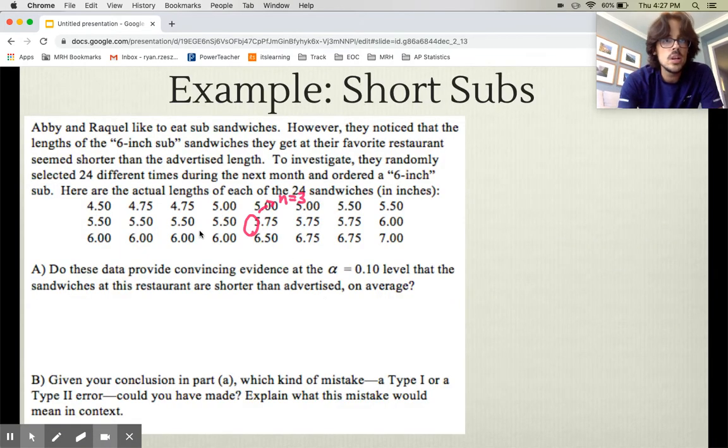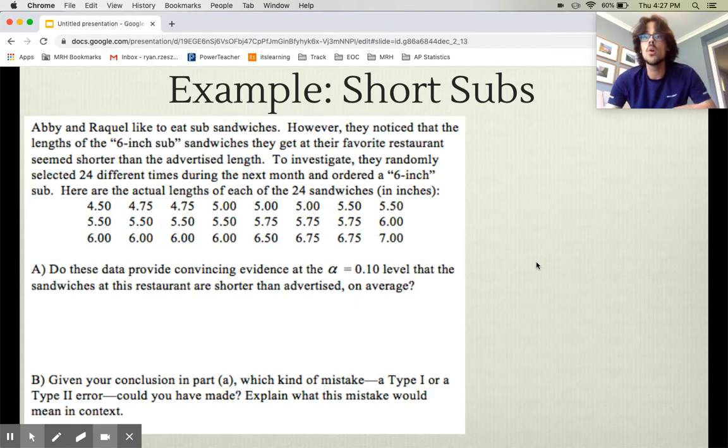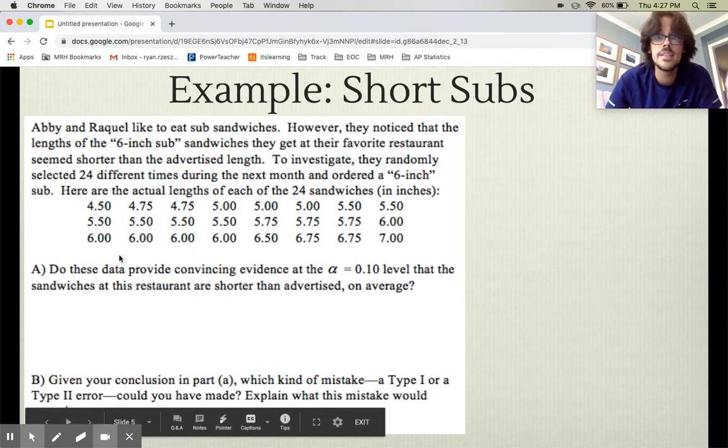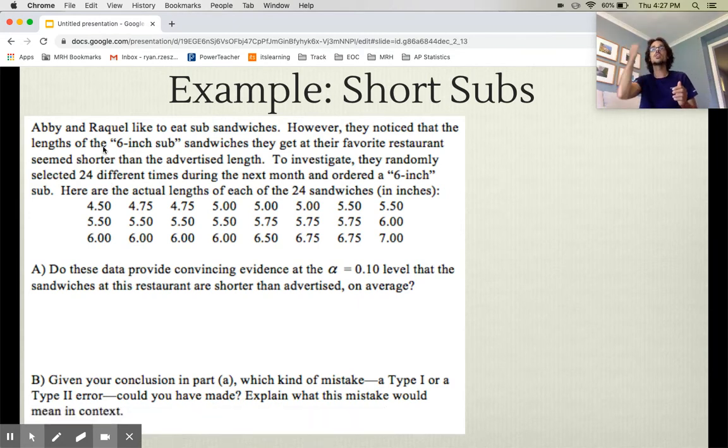All right, so let's look at our example problem right here and talk about how you run a 4-step on a mean problem. These two girls really like to eat sub sandwiches, and they're advertised as 6-inch subs. They want to see if they're being cheated at the restaurants, maybe not deliberately, but that they're cutting the bread too small so you don't get as much as you paid for. Over the course of a few months, they randomly selected 24 different subs and measured the bread to see exactly how much they were getting. These right here are the results for these 24 trials.